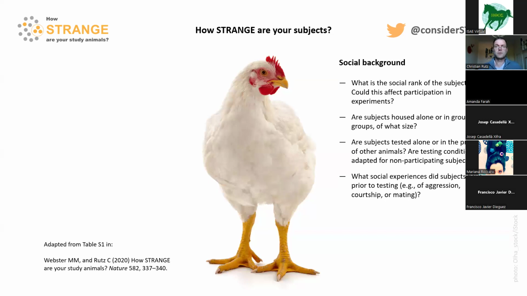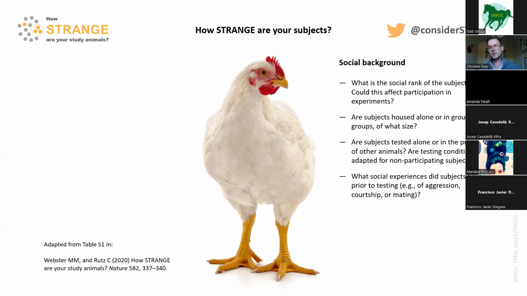Very specific example, chickens. We may want to ask what the social rank is of our subject and whether this could affect participation in experiments. Chickens have pecking orders. This could affect participation. Are subjects housed alone or in groups? And if in groups, of what size? There's good evidence that this matters. Are subjects tested alone or in the presence of other animals? And are testing conditions adapted for non-participating subjects?